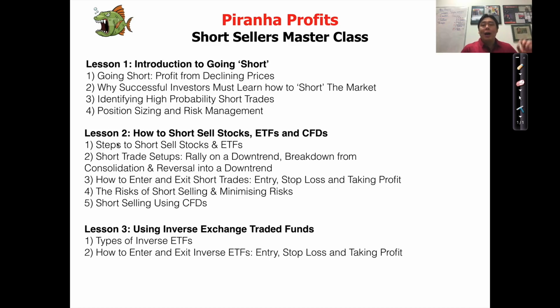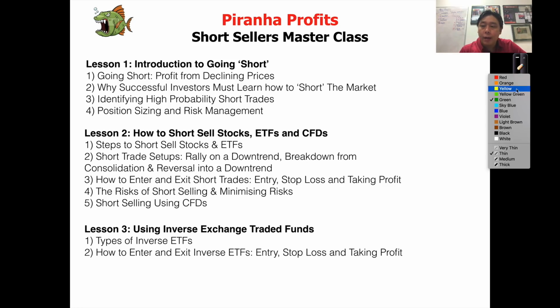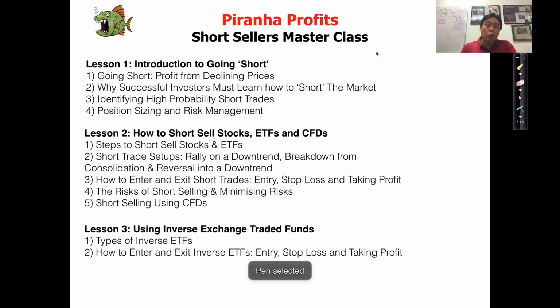Lesson number 2, how to short sell stocks, ETFs, and CFDs, right? I'll go through it step by step. How do you short a stock or an ETF? How do you trade certain short setups? We call them the rally on the downtrend, the breakdown from consolidation, and reversal into a downtrend. So a quick lesson for you here. Remember that in a downtrend, stock prices don't go down in a straight line. Nothing goes down in a straight line. It goes down in a wave pattern. So it goes down somewhere like that, right?